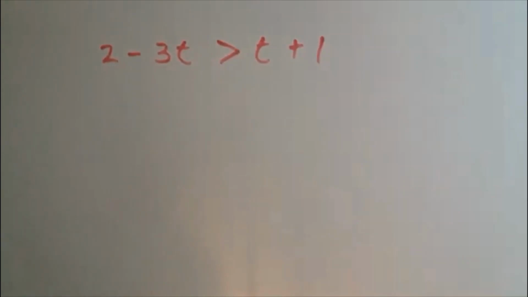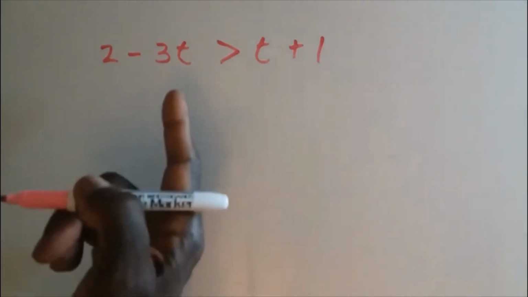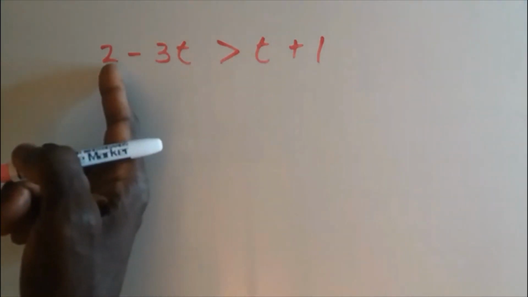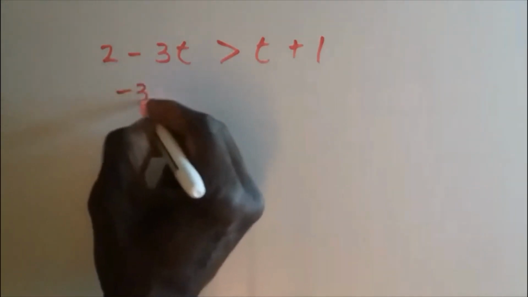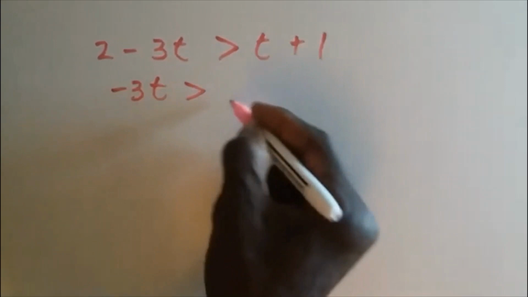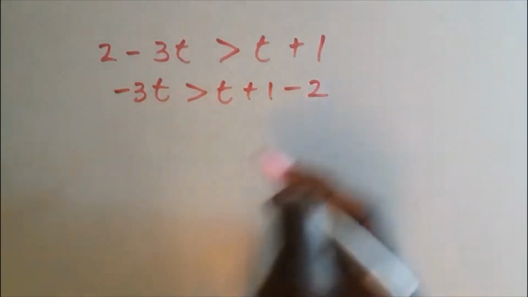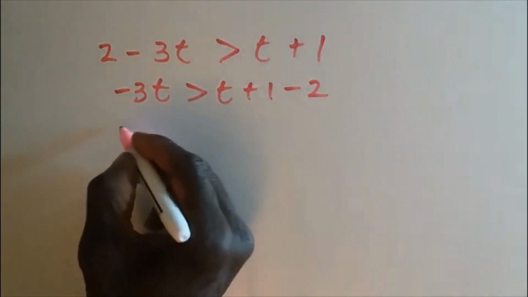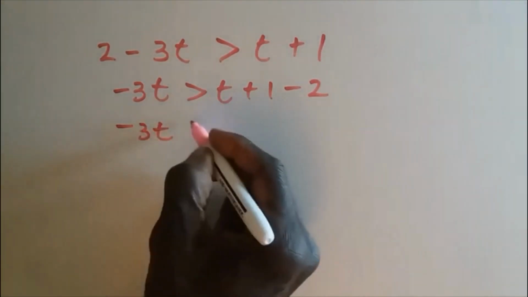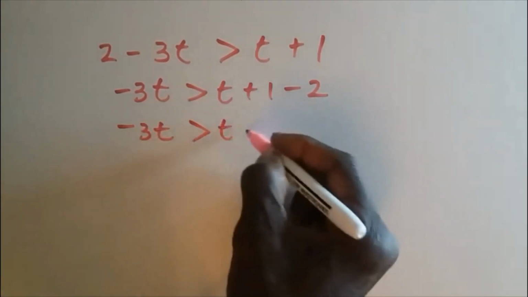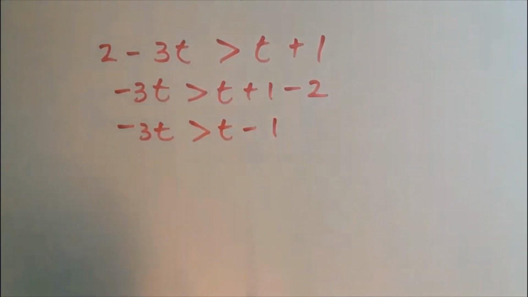Next we have this inequality. Now let's try and get all the constants on one side and the letters on the other. So if we move our 2 by adding negative 2 to both sides, we'll have negative 3t is greater than t, add 1 minus 2. And the result of this is negative 3t greater than t minus 1.